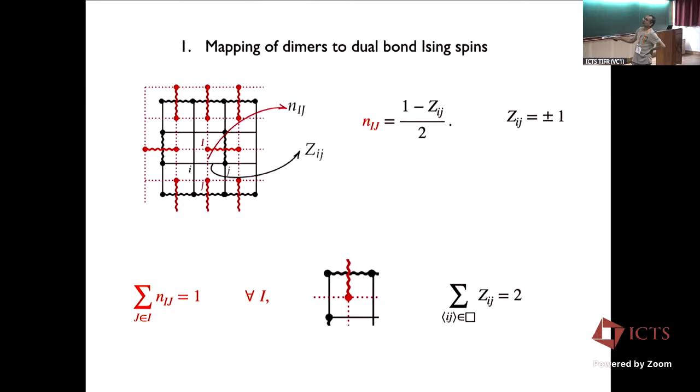dimer on this red lattice, I define an Ising spin on the dual lattice via this relation, so that whenever I have a dimer, this Z_ij is -1, and whenever there is no dimer, the Z_ij is +1 on the dual black lattice. Okay, so this is the mapping, and then the one dimer per site configuration, in terms of these dual spins, becomes this constraint. So this is just a rewriting of the degrees of freedom.